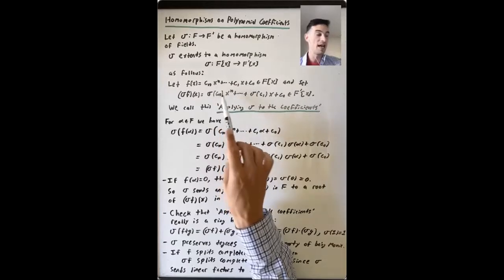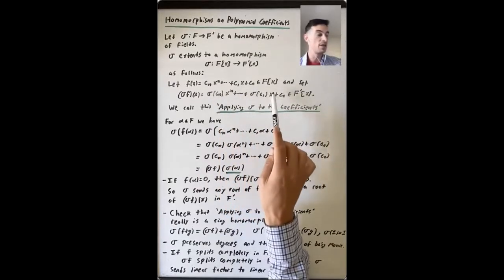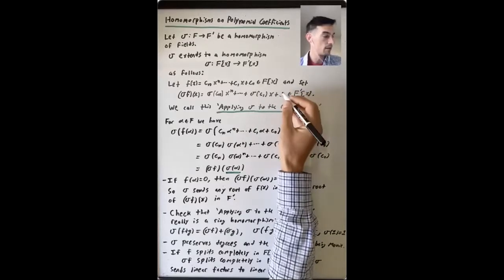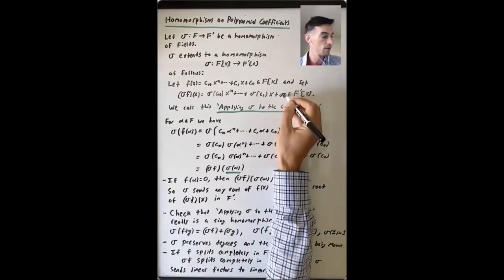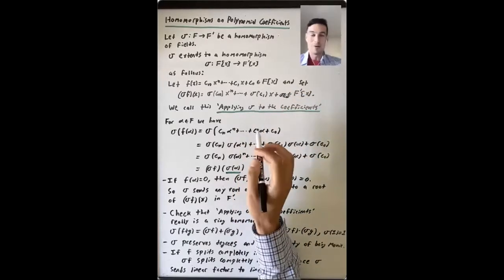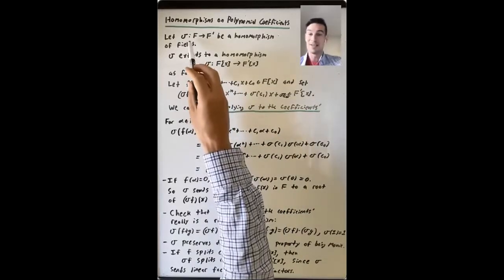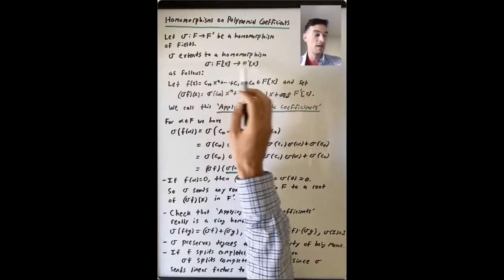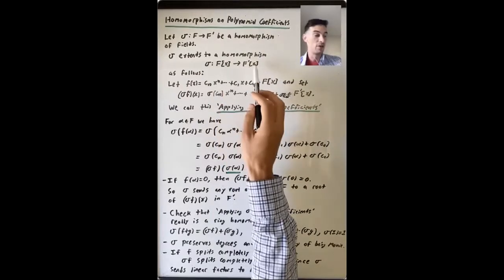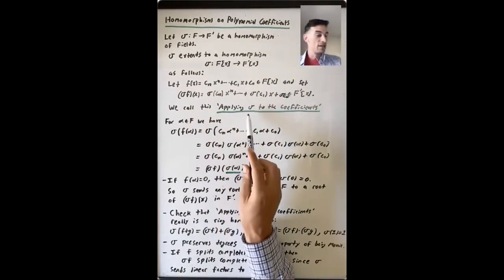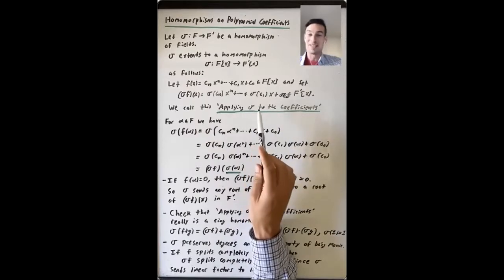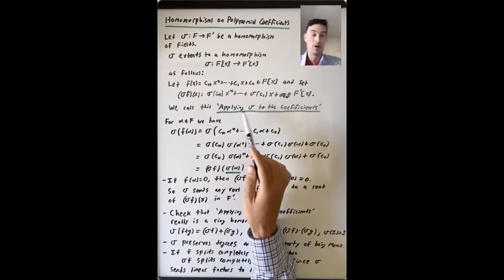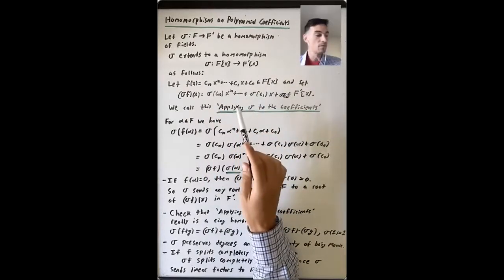So sigma(c_n) times x^n + ... + sigma(c_1) times x + sigma(c_0). I want to point out that I am using the same symbol sigma for this homomorphism of fields and for the homomorphism that we get between polynomial rings. So this homomorphism is going to be called applying sigma to the coefficients. I'll come back and say a little bit about why this is a homomorphism, what you need to check, in a few minutes.